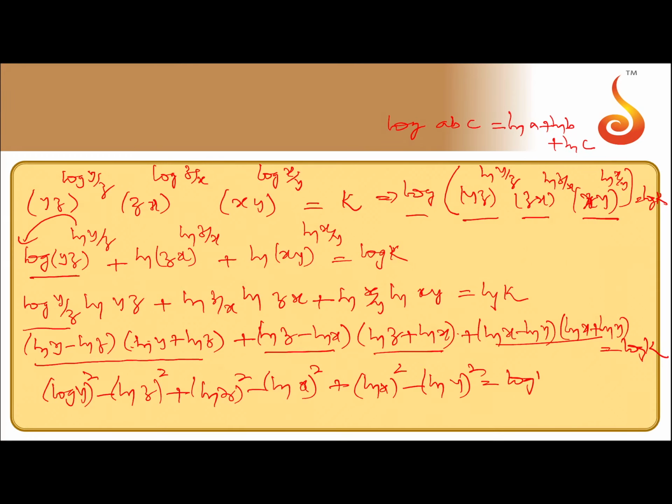plus (log x) whole squared minus (log y) whole squared is equal to log k. Now, you see that every term on the left hand side gets cancelled. That implies log k is equal to 0. Log k equal to 0 means definitely the k value has to be 1. Therefore, the expression is equal to 1.